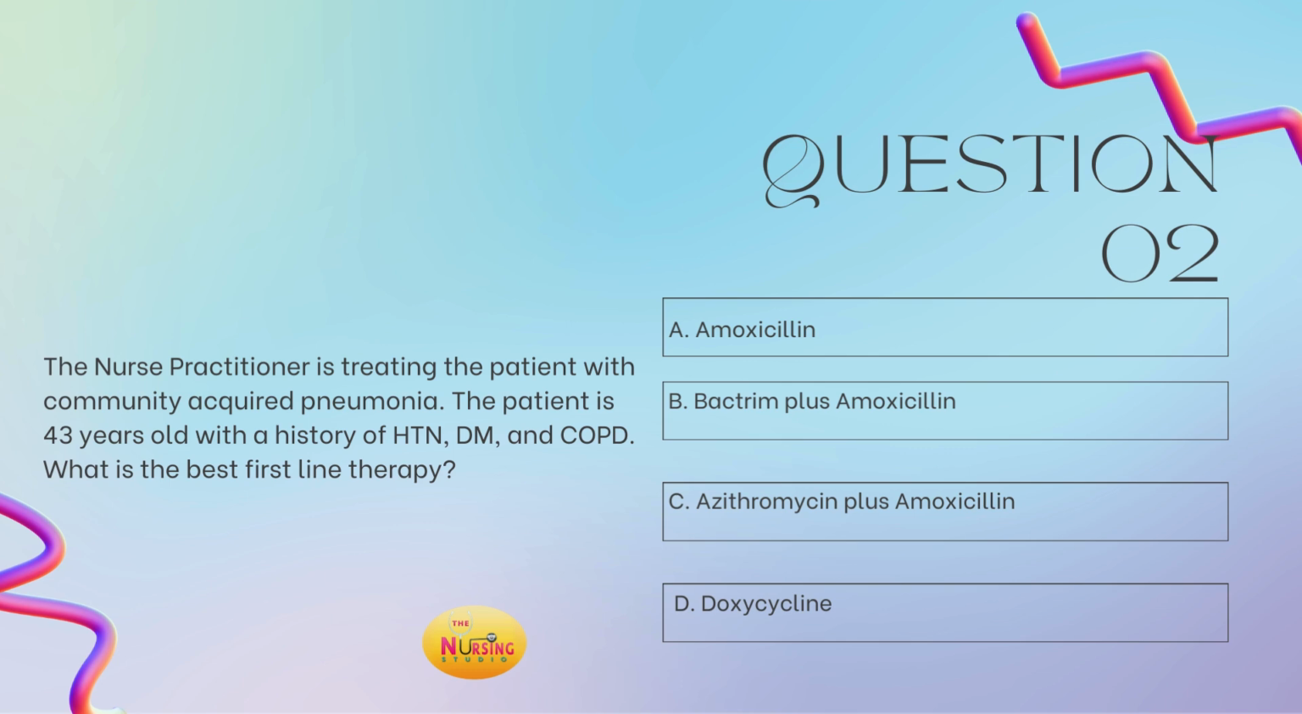All right, so stem of the question, what is the best first line therapy? So same thing, we're looking for the first line, we're looking for a treatment. So treatment, we want to determine if they provided us with a diagnosis, and they have. This patient has community acquired pneumonia. They're 43 years old, have a history of hypertension, diabetes, and COPD. Now here, you want to do dual therapy.